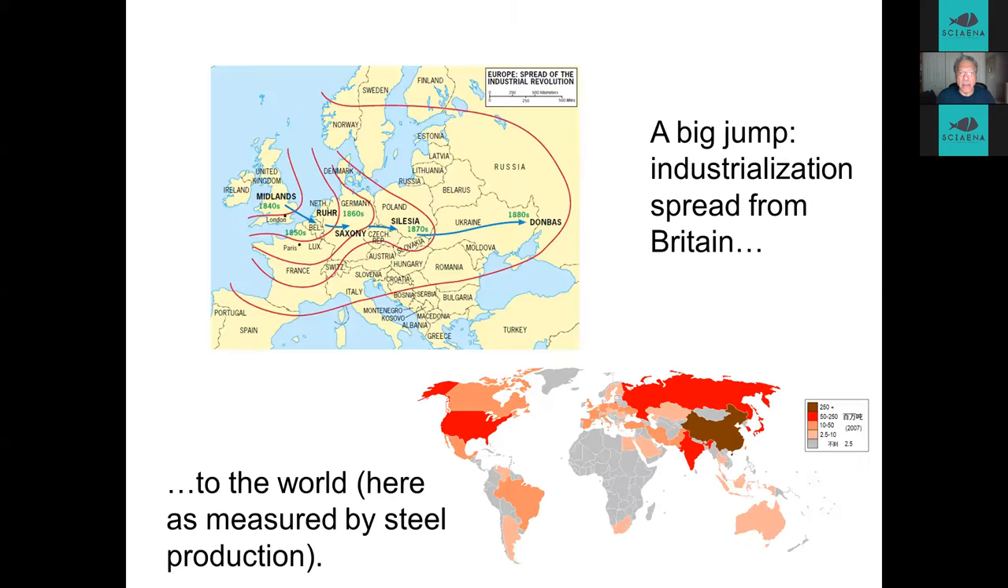And I make a big jump. The industrialization of the world began in 1700 in the UK with the first pumps in mining and so on. But really, it is in the 19th century that industrialization began, and you can see the expansion of steel production. Now, the country that produces the most steel is China, on the other side of the world. Now, what can you do with steel?